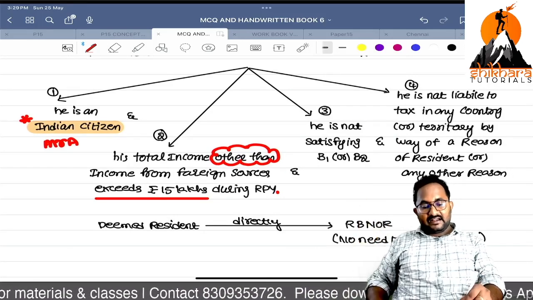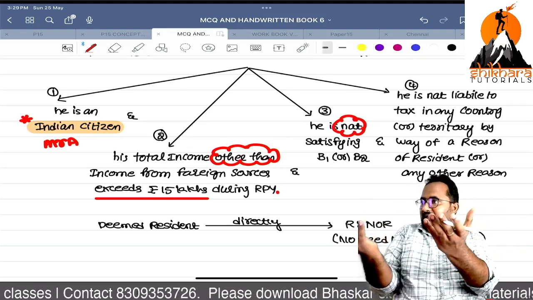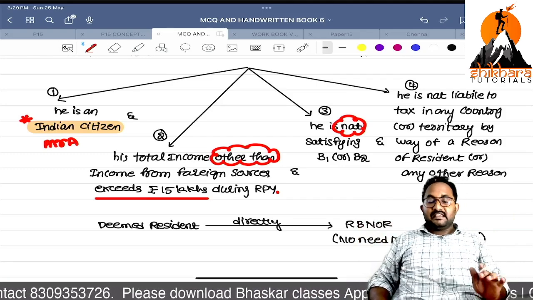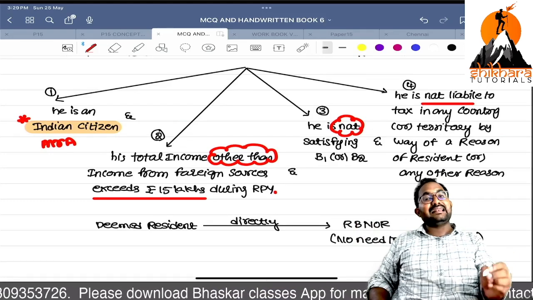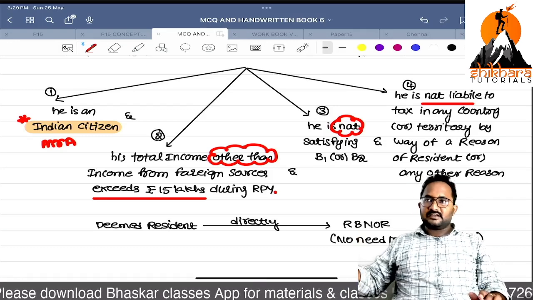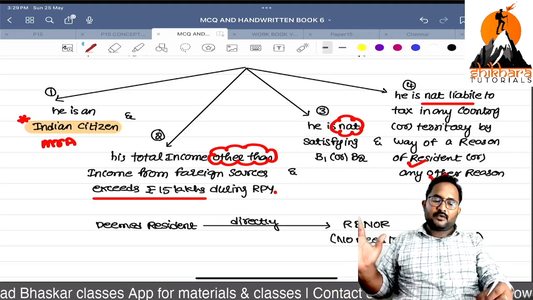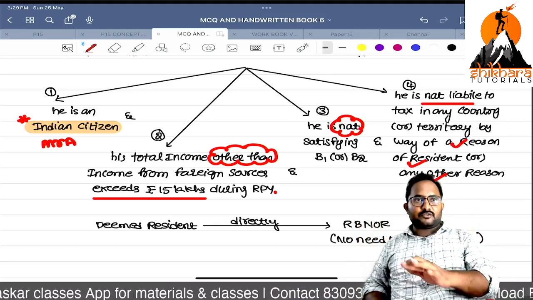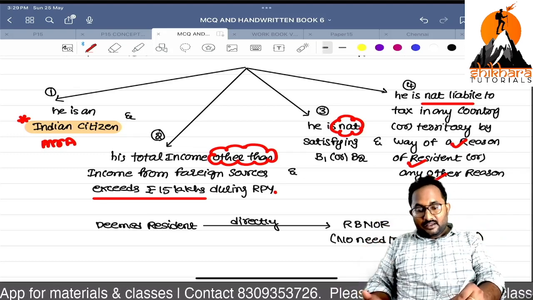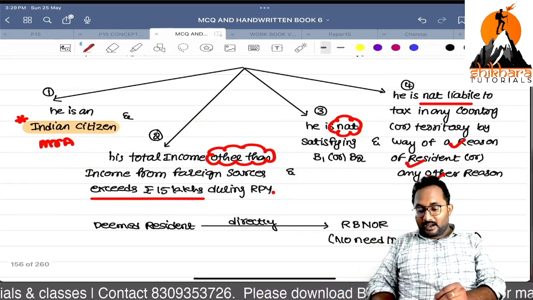Now he has not satisfied B1 or B2. If he satisfied B1 or B2, directly he can become a resident. So, not satisfied. Last point: he is not liable to pay tax in any country. Sir, he is situated in Malaysia. Yes, Mr. A is situated in Malaysia. He is not paying the tax in any country, by way of business or for any reason. Now the Indian government has a right to collect the tax on these Indian sources. So that's why this person is treated directly as a deemed resident.